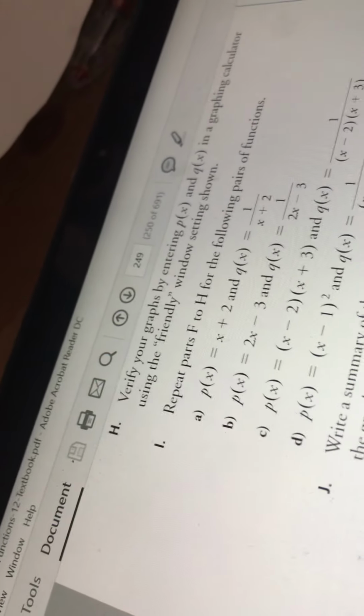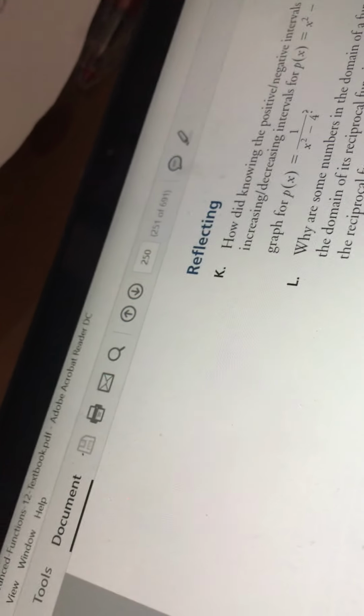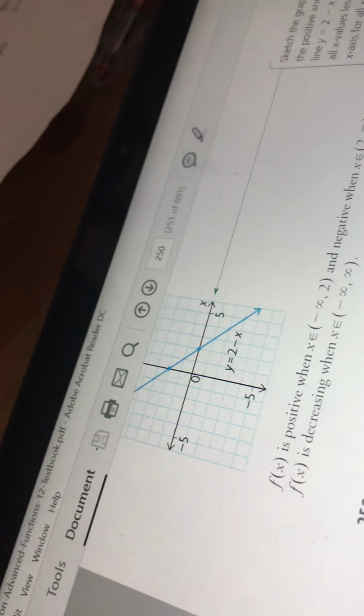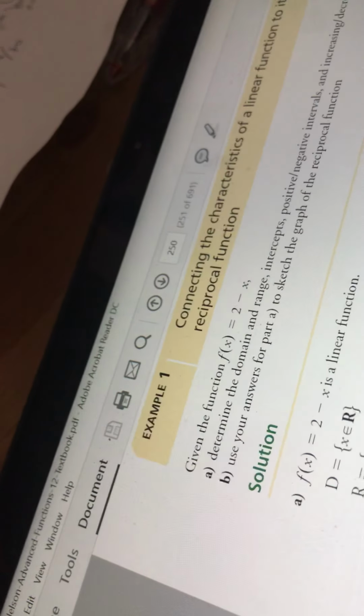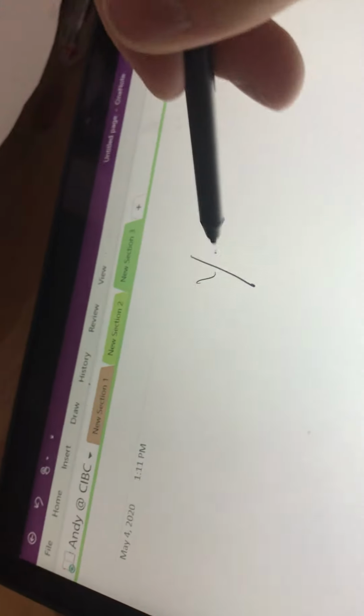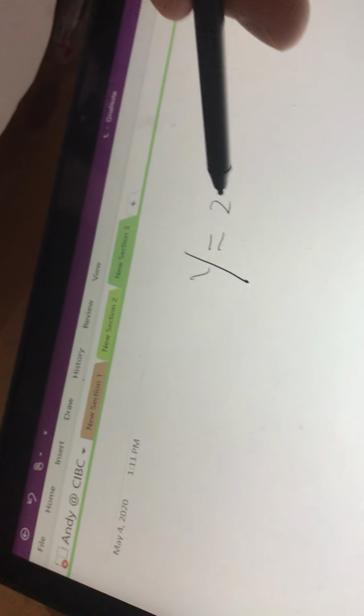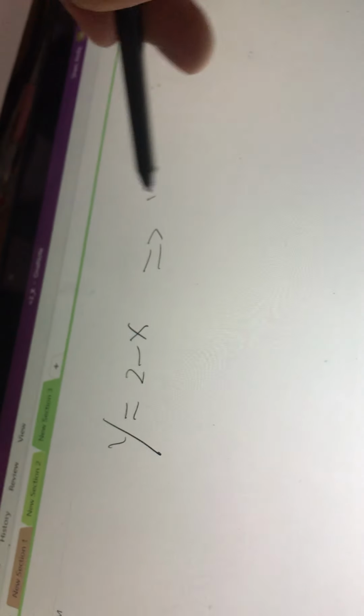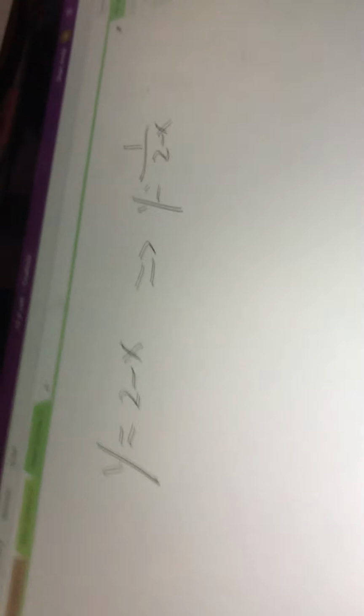So now let's go back to the textbook, and we just try to find one question, and let's figure out how to draw the graph for that. So now, example 1. If we want to do the reciprocal function for f of x equals 2 minus x, let's see how to do that. Basically, 2 minus x, and the reciprocal function should be y equals 1 over 2 minus x, right?